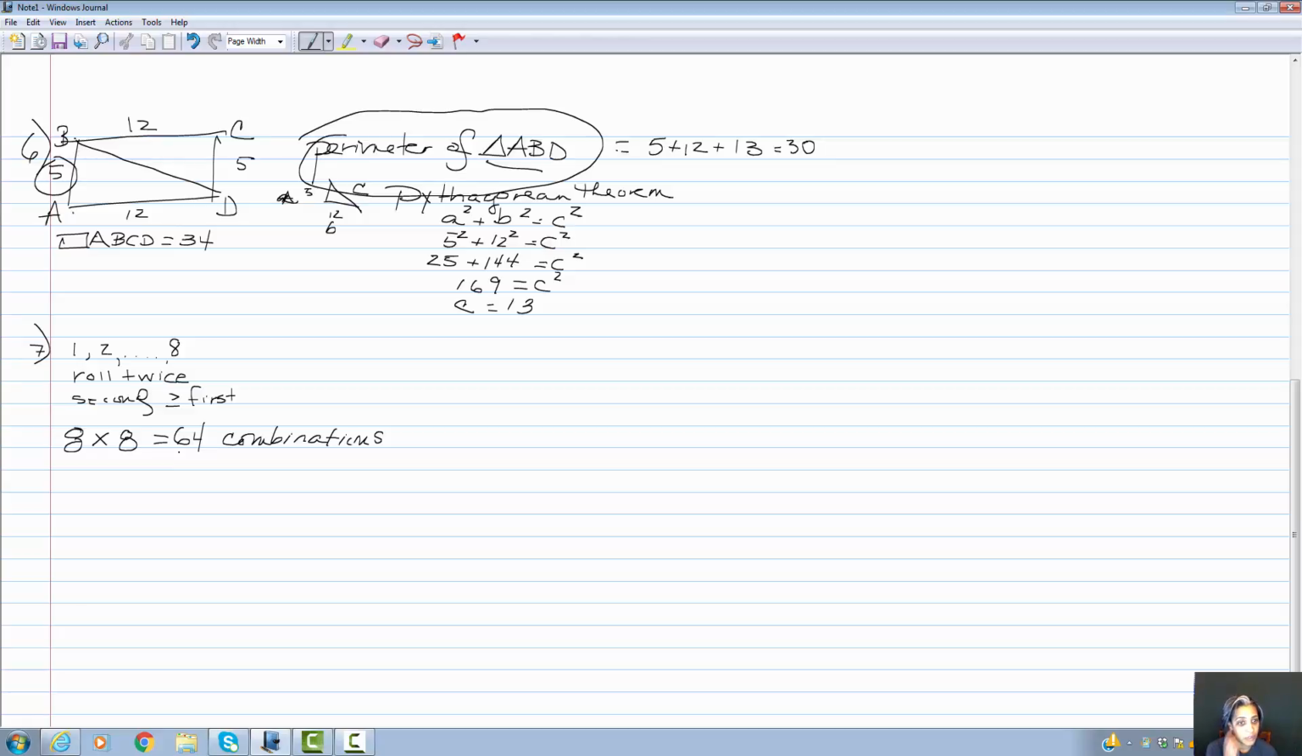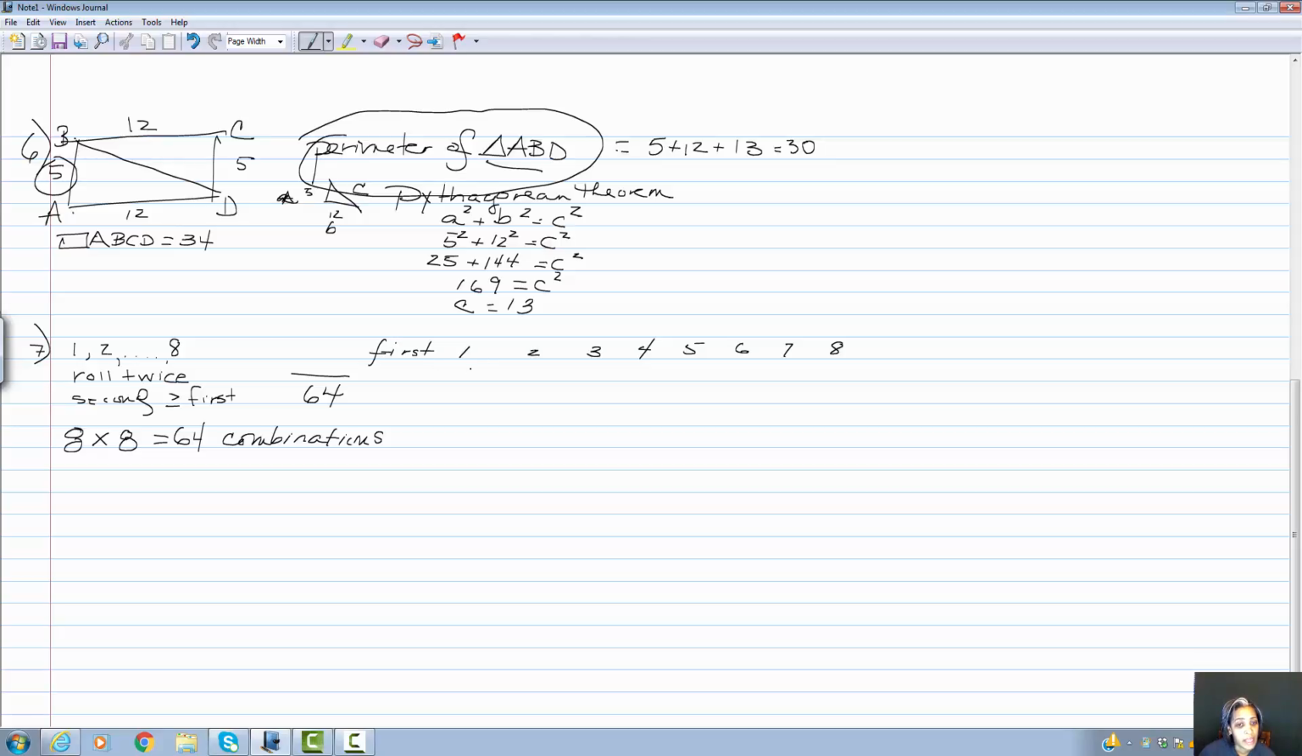So that means our result is going to be a fraction where the denominator is 64, because that's the total possibilities. And so our question is, what's the probability that the second roll is going to be greater than or equal to the first? So you figure our first roll is either going to be 1, 2, 3, 4, 5, 6, 7, or 8.